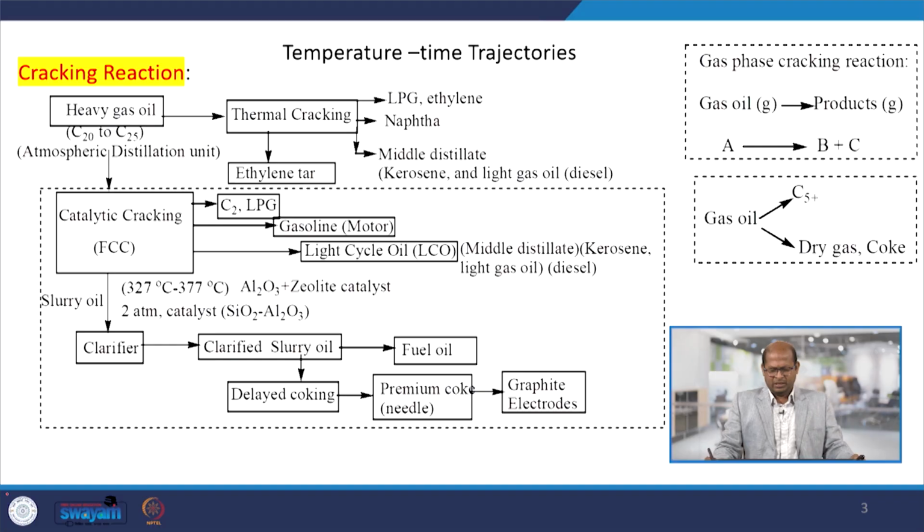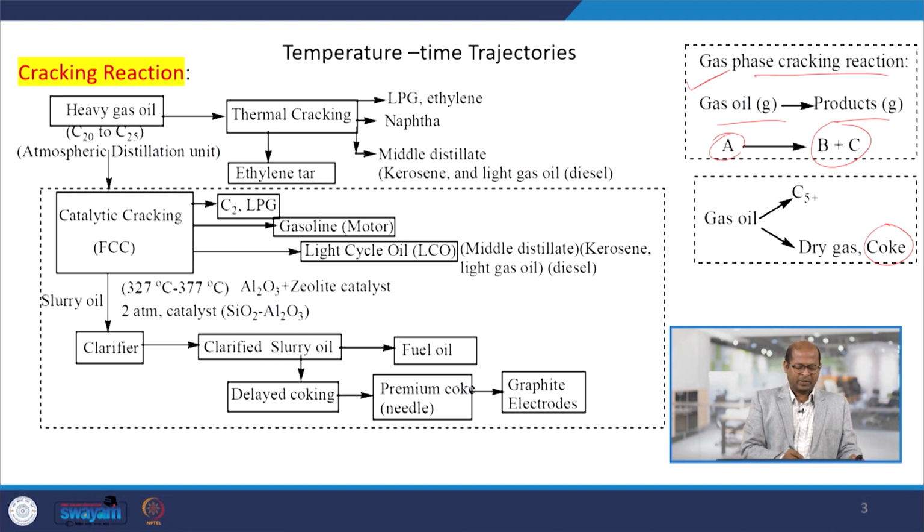So, in industrial scales, if we conduct any reaction, here you can see the gas oil. If we want to crack the gas oil to form products, A, the reactant, is converted into B, C, D, many products. With that, coke formation occurs, and the catalyst is deactivated during the reactions at a particular temperature.